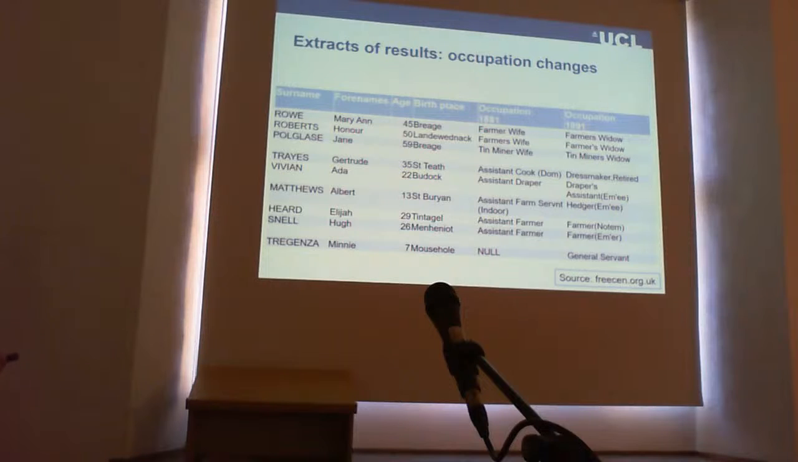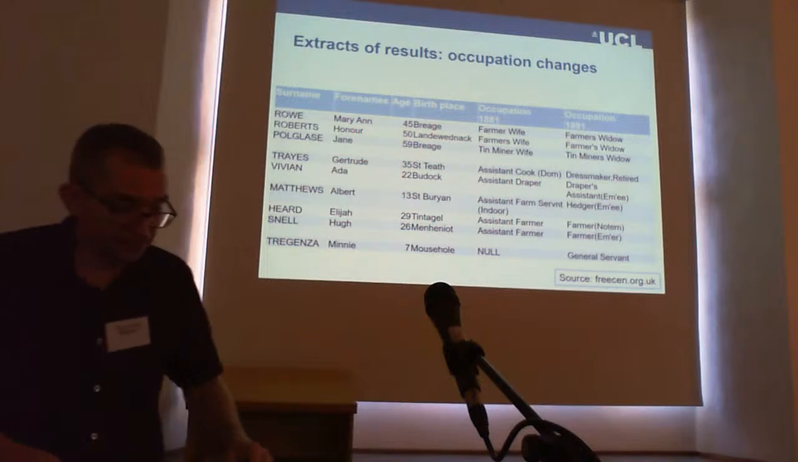And at the bottom, the person I first started looking for, Minnie Tregenza, she was aged 7 in 1881, so she didn't have an occupation, but she's a general servant 10 years later.